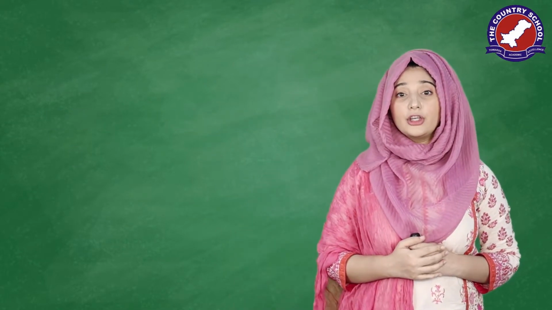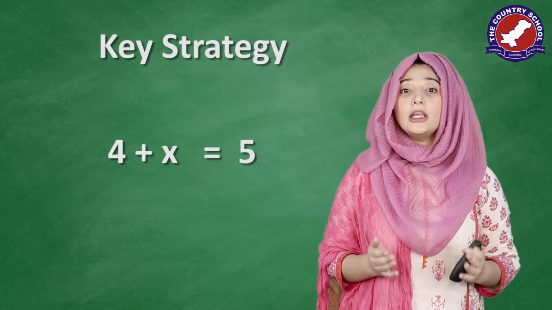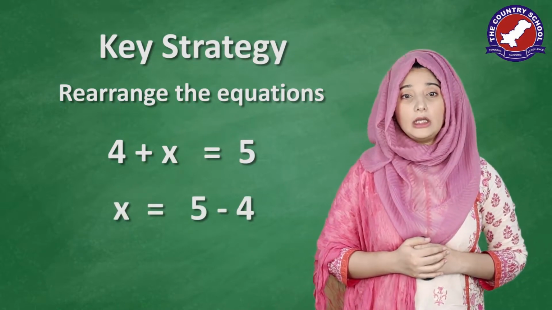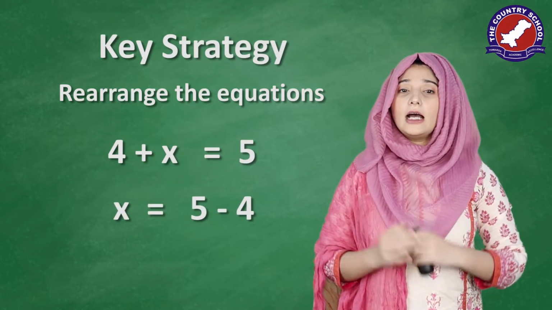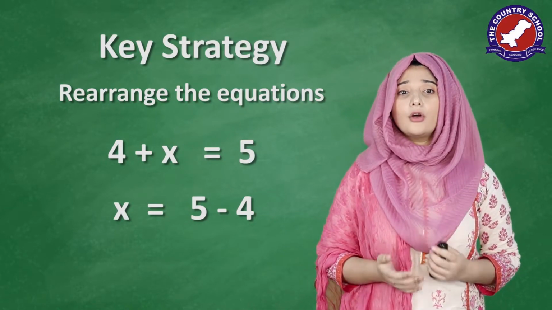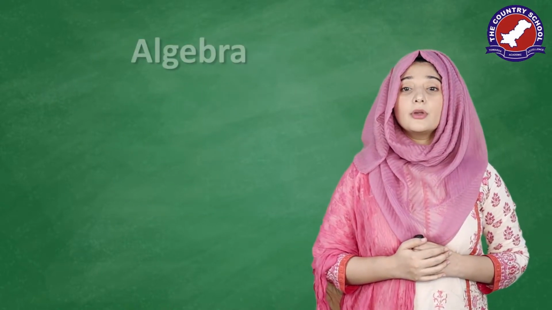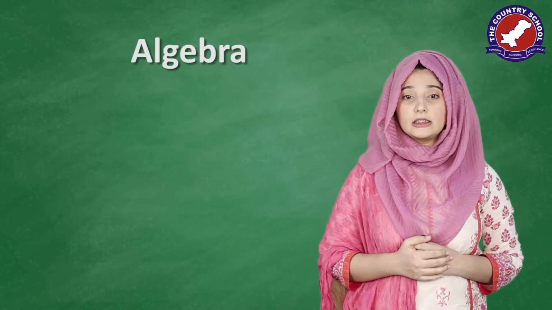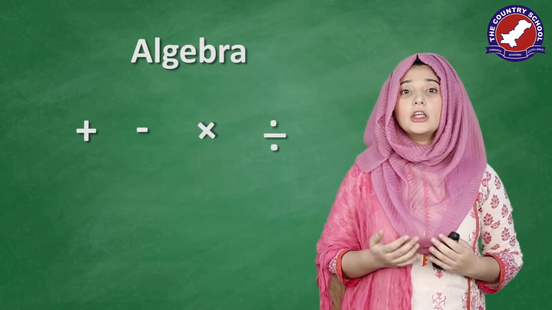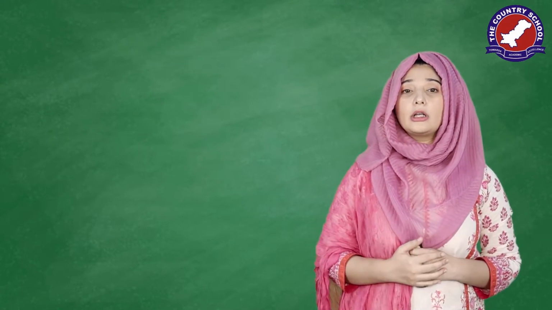Okay, so if you've got an equation that has an unknown value in it, then the key strategy for solving it is to rearrange the equation until you have the unknown value all by itself on one side of the equal sign and all of the known values on the other side. And then you will know just what the unknown value is. But how do we do that? How do we rearrange the equations? We know that algebra uses the four main arithmetic operations: addition, subtraction, multiplication and division. And we can use these operations to rearrange equations as long as we understand one really important thing first.